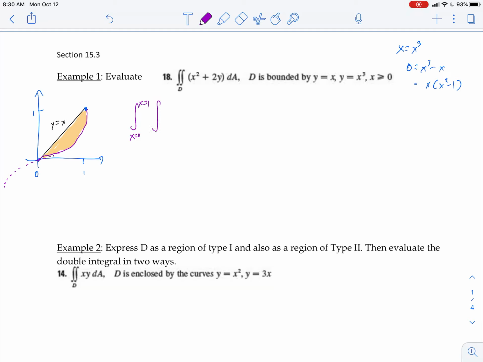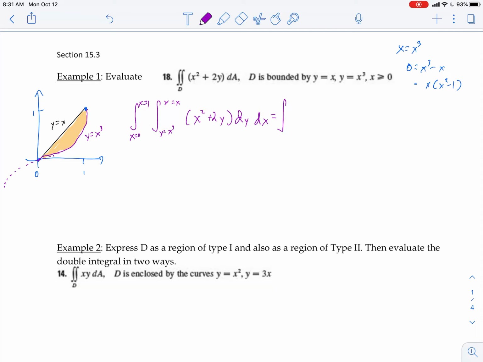Now, you don't have to write x equals 0, x equals 1. You can just write 0, 1. I just like doing it because it helps me remember. Let me write this function down here, y equals x cubed, y equals x. And then we plug into our function, x squared plus 2y. And then again, dA can be written as dx dy or dy dx, and we're going to be able to find the volume underneath this region. So again, y is going to be the inside, so dy, and then x is going to be the outside. Again, that's why I write x equals and y equals.